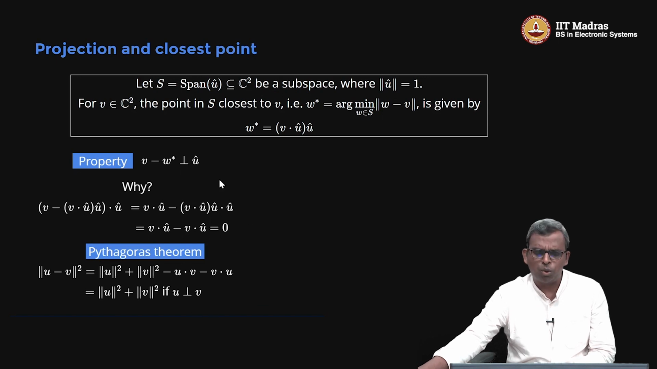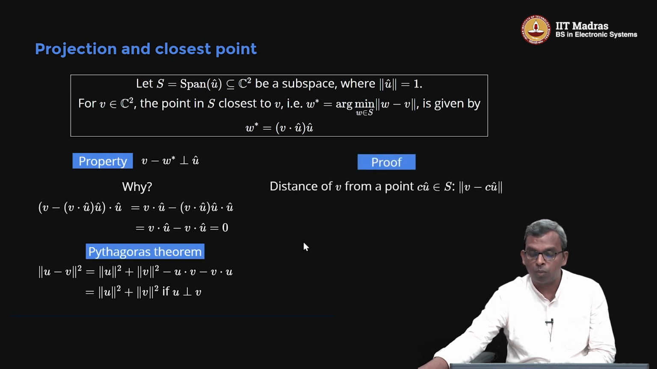So how do you use these two to show that this W star is the closest point to V? How do you show that? So here is the proof. The distance of V from a point C U cap in the subspace, the span of U cap, is actually the norm of V minus C U cap. We know this.